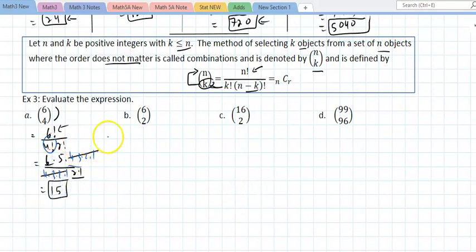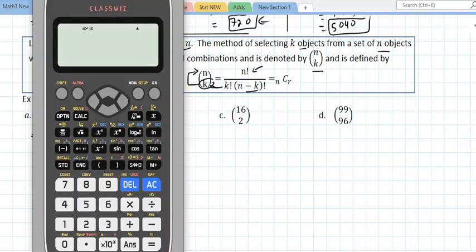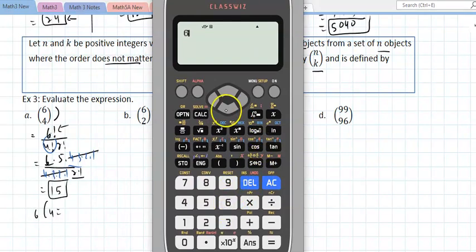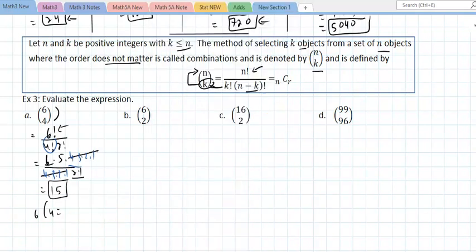I could get on my calculator and say 6 choose 4. And again, you're allowed a calculator, but you need to understand the analogy that I'm talking about. 6 choose 4? 15, there you go. How about this one?